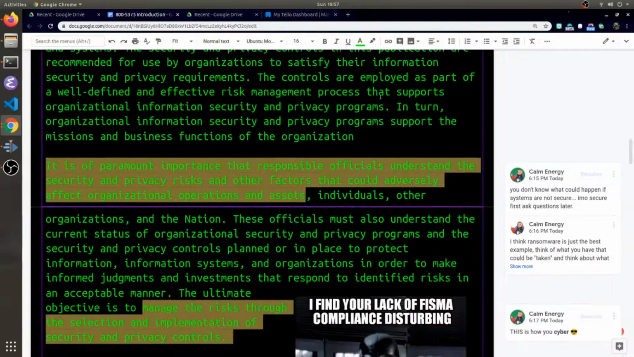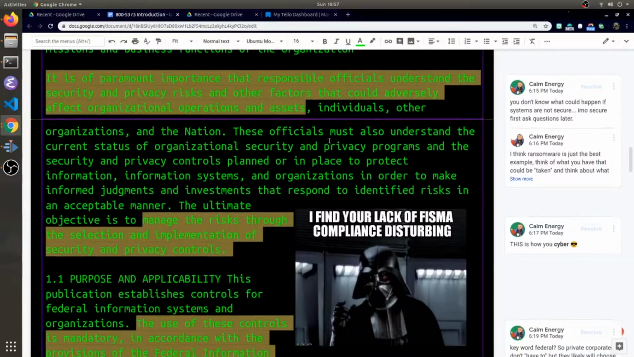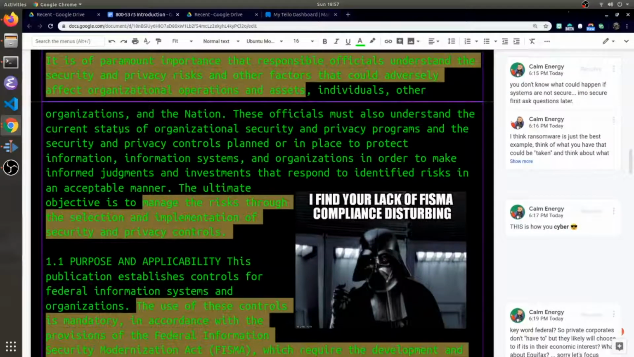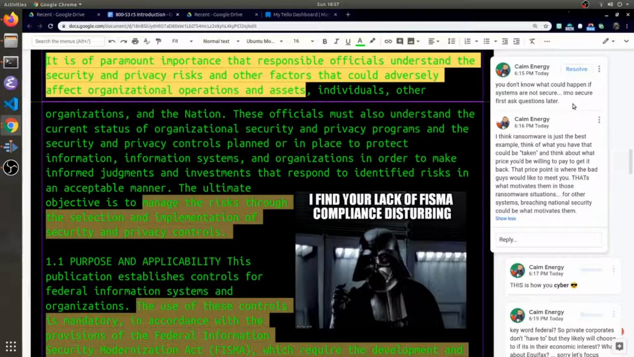In the next paragraph, they say it is of paramount importance that responsible officials understand the security and privacy risks and other factors that could adversely affect organizational operations and assets. These responsible officials, they don't know what could happen if systems are not secure. In my opinion, their approach should be secure things first, ask questions later. Then I kind of went on a rant right here about if you have some information or some data that you think doesn't matter at all, and that's why you're not going through the steps to secure it, well, I think if it doesn't matter, then why does it exist? Sometimes it exists because maybe it matters.